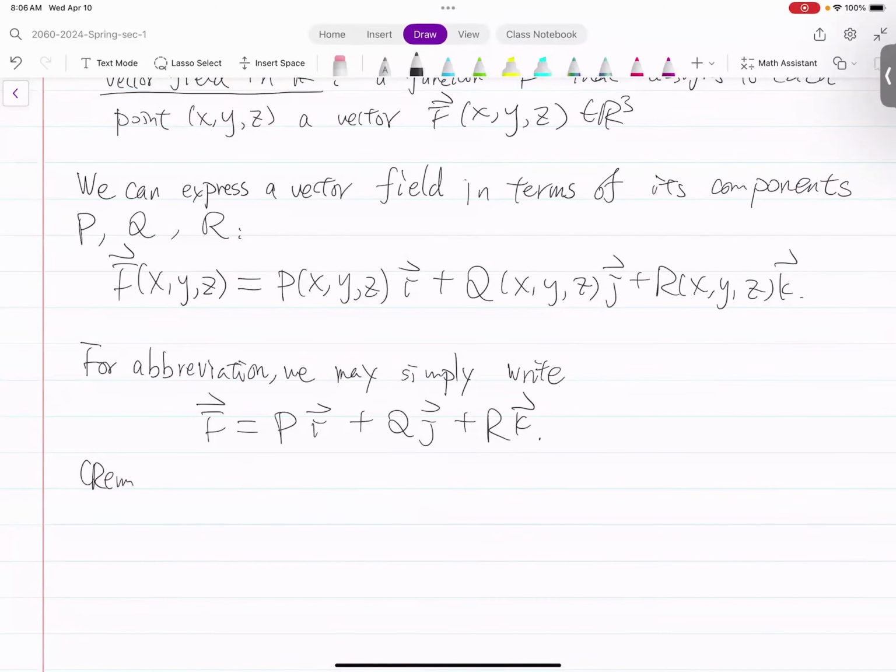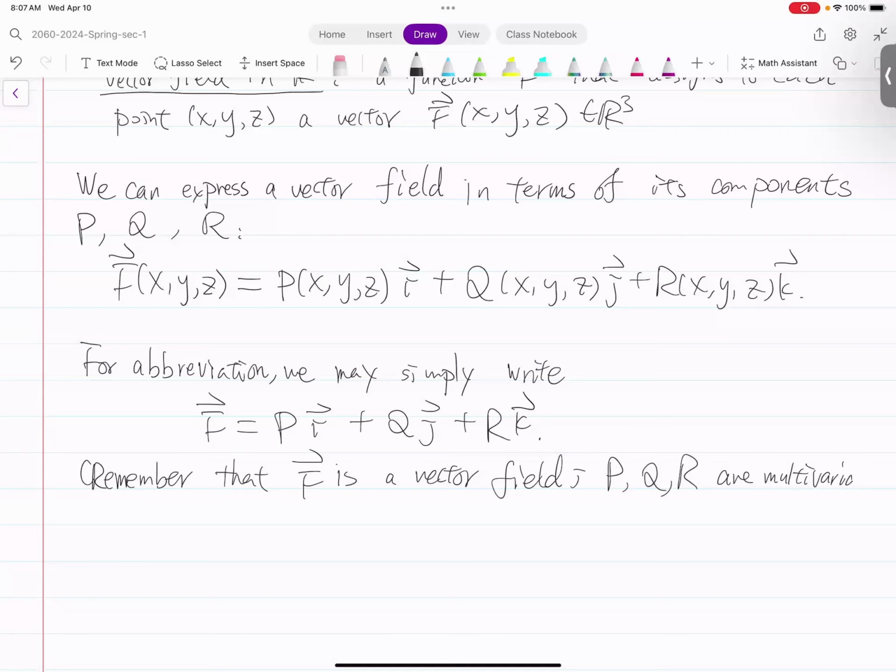Remember that F is a vector field. P, Q, and R are just scalar functions, multivariate functions.